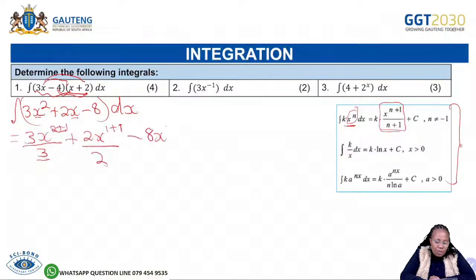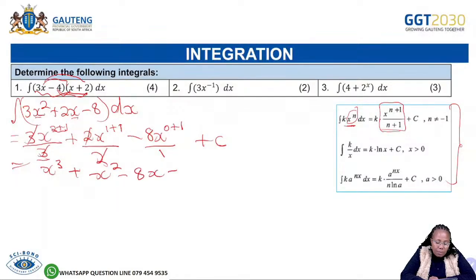Minus 8x to the power 0. We add 1. That will be over 1. And then it's plus c because we have now integrated. Okay, 3 will cancel 3. We will be left with x to the power 3. 2 will cancel 2, x to the power 2. And then now it is minus 8x plus c. That is the number 1 solution.